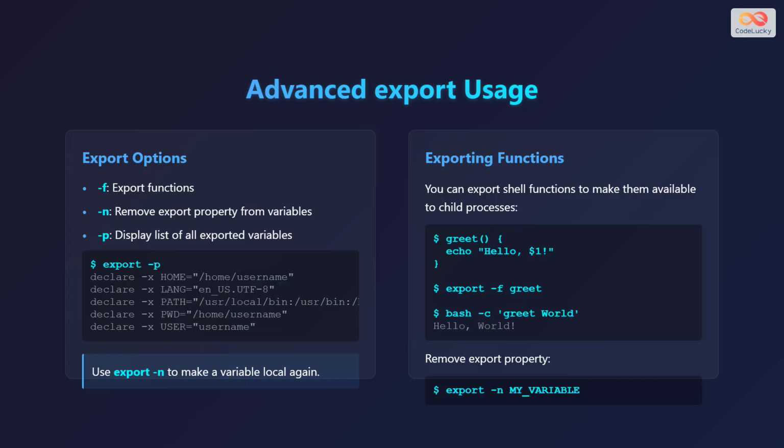You can also export shell functions to make them available to child processes. For example, you can define a function called greet that echoes hello, $1! Then, you can export this function using the command export -f greet. Now, if you open a new bash shell using the command bash -c 'greet world', it will print hello, world! You can also remove the export property from a variable using the command export -n MY_VARIABLE.